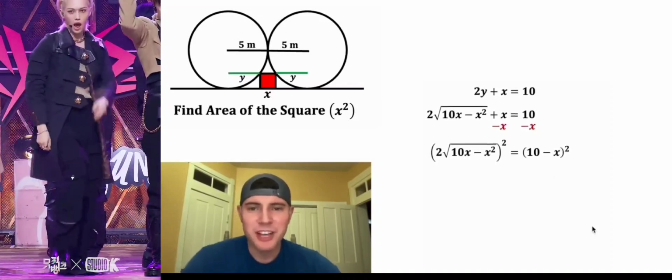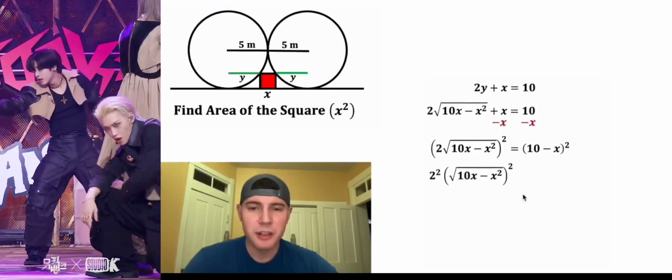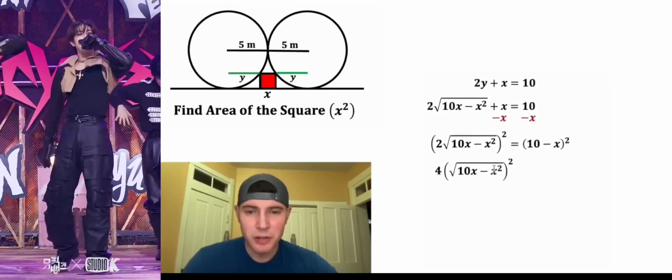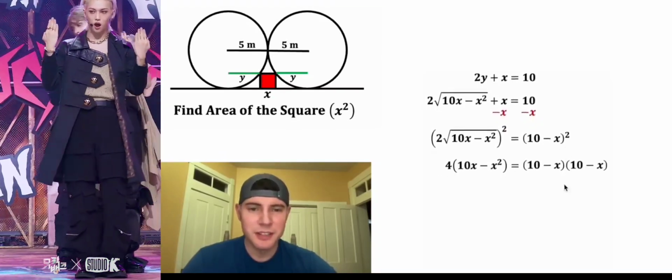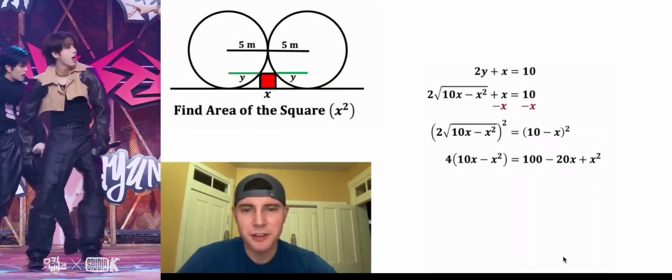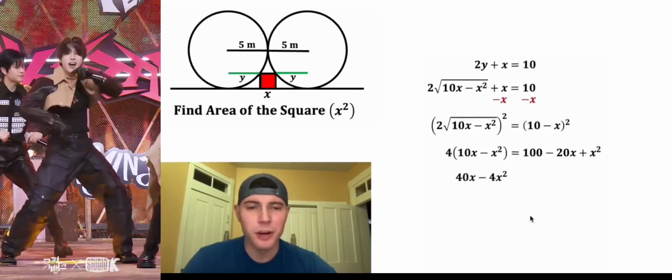And then we can square both sides of the equation. This square will distribute to both of these. So we have 2 squared, and then we have this stuff squared. 2 squared is equal to 4, and this square root and this square are going to cancel each other out. And then (10 minus x) squared means this times this, and it ends up being 100 minus 20x plus x squared. Then we can distribute this 4. It'll give us 40x minus 4x squared.